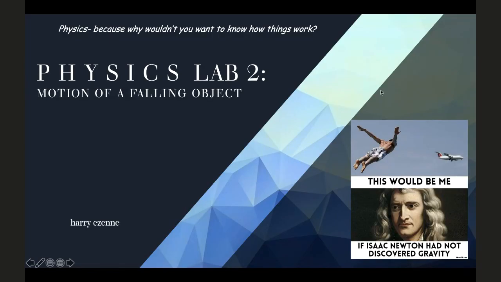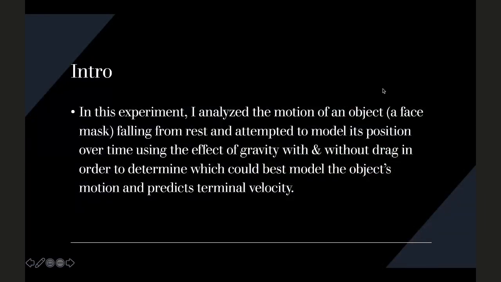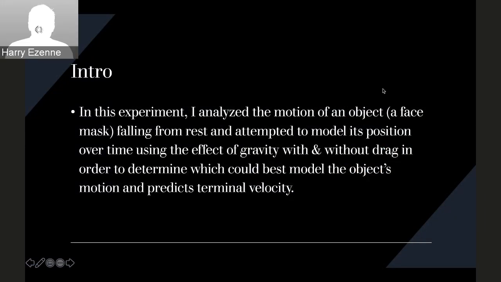Falling object. In this experiment, I analyzed the motion of an object, a face mask, falling from rest and attempted to model its position over time using the effect of gravity with and without drag in order to determine which could best model the object's motion and which best predicts terminal velocity.